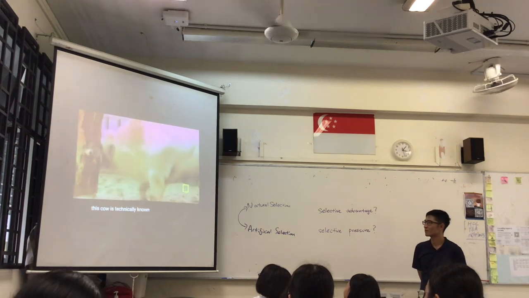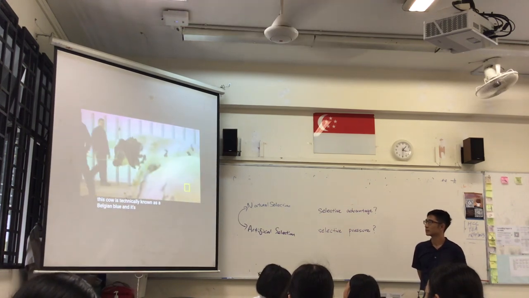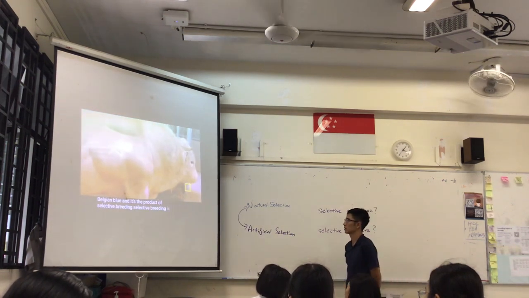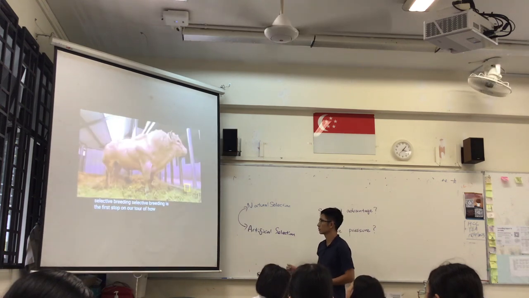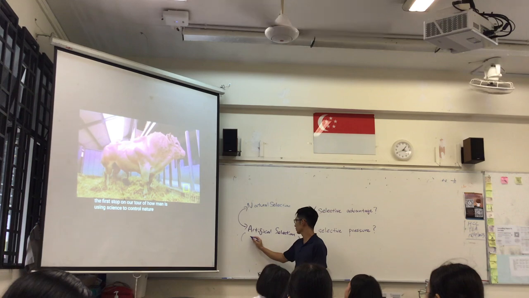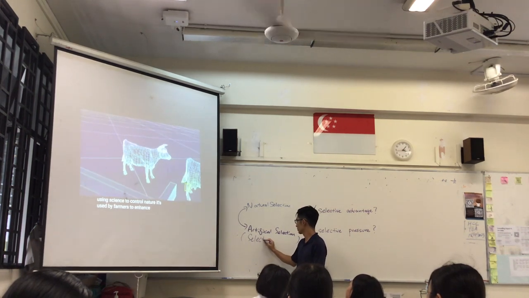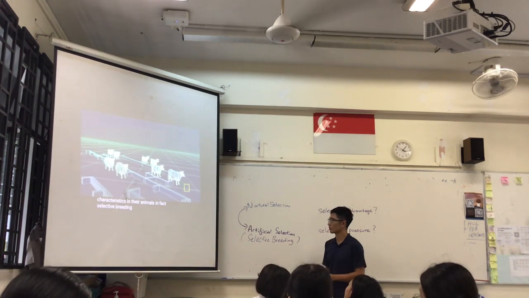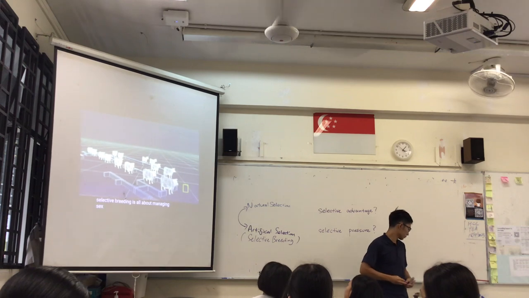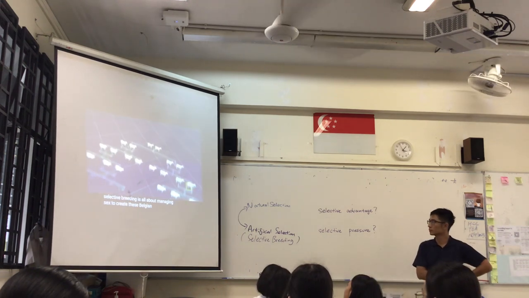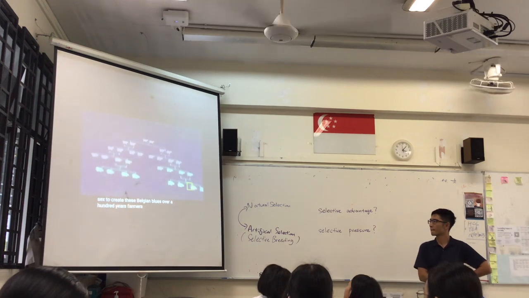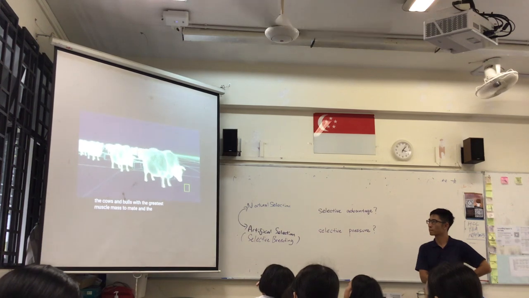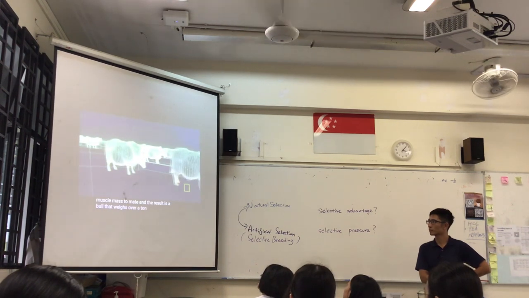This cow is technically known as a Belgian blue, and it's the product of selective breeding. Selective breeding is the first stop on our tour of how man is using science to control nature. It's used by farmers to enhance desirable characteristics in their animals. In fact, selective breeding is all about managing sex. To create these Belgian blues, over 100 years, farmers have only allowed the cows and bulls with the greatest muscle mass to mate. And the result is a bull that weighs over a ton.